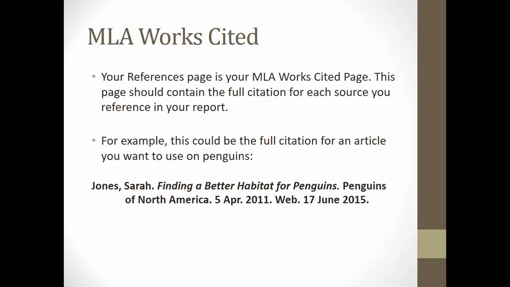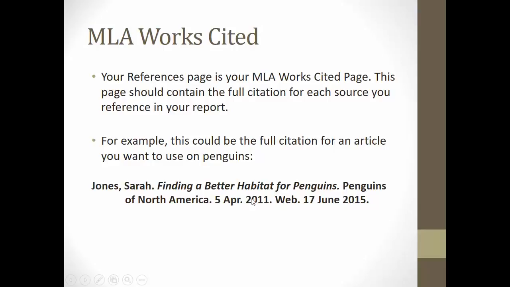And so the proper way to cite that according to MLA format, specifically for an article that's an electronic article, would be to put the last name, such as Jones, comma, the first name, and period. Okay? Then after that, what we have here in italics is the actual name of the article written by this person. Okay? Finding a better habitat for penguins, period. Then here, Penguins of North America, that is the name of the publication, or the magazine, or the journal, or the online journal where that article appears.